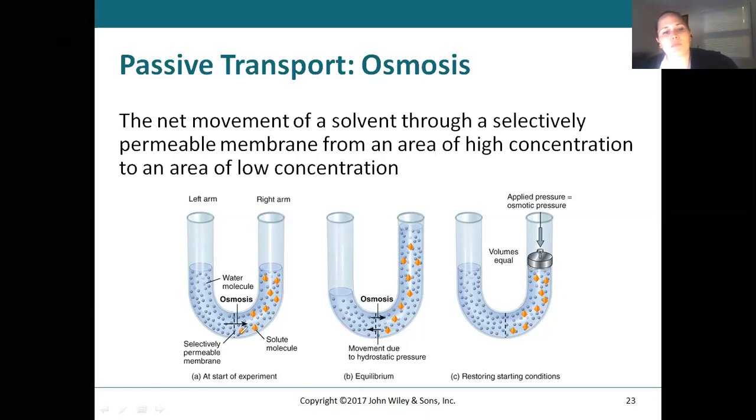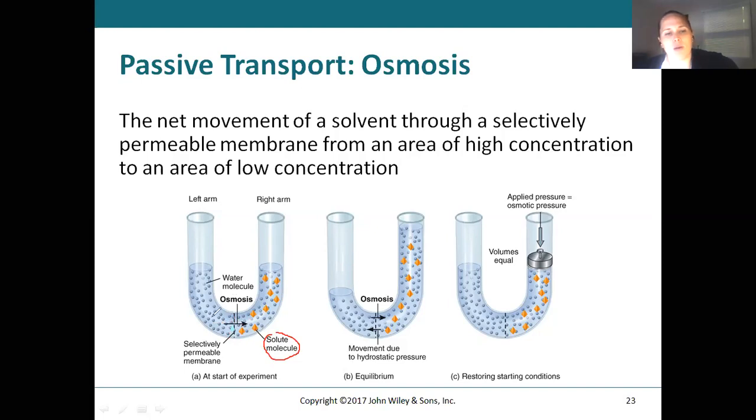So we can think of this, we basically have a tube here filled with water, and there's water on one side, and there's another side that has water plus a solute molecule. Now you'll recognize that the solute molecule is only located on one side, and there's a selectively permeable membrane that is not allowing the solute molecule to go from this side to this side. So that does not happen. That solute molecule can only stay on the one side of that plasma membrane.